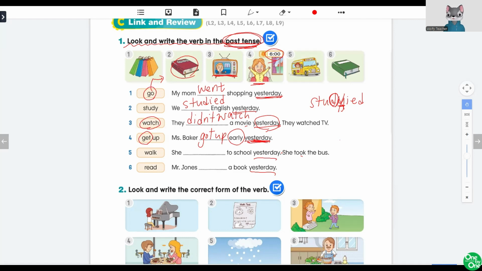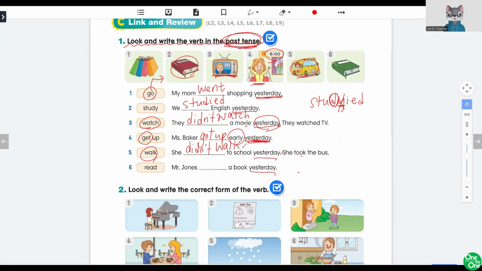Next one, number 5. What did Miss Baker do? Oh, she's going on a bus. So did she walk? 안 했잖아. 그럼 뭐라고 얘기해야 돼요? She didn't, and an original verb. She didn't walk to school yesterday. She took the bus. Fantastic.